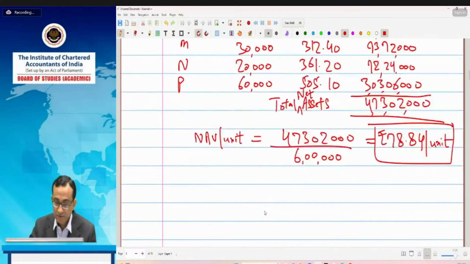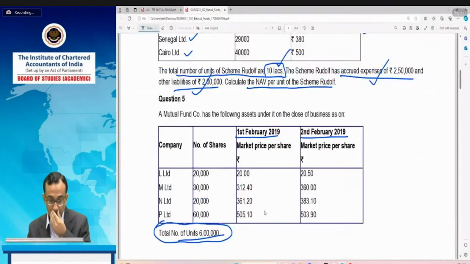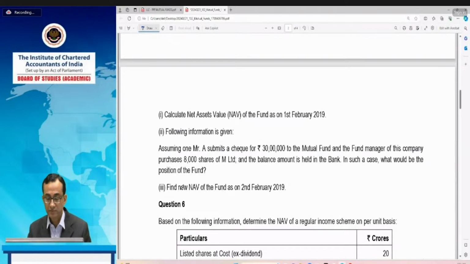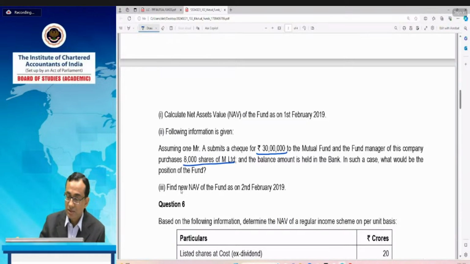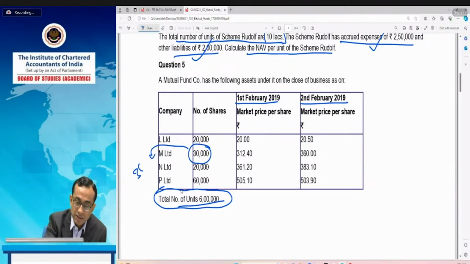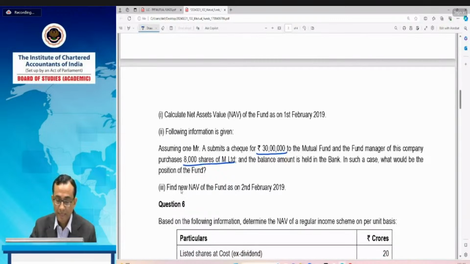So let us come to the second part of this question. Now read the second part very carefully. What the second part says. Following information is given. Assume one Mr. A submits a check of rupees 30,000 to the mutual fund, and the fund manager purchases 8,000 shares of M Limited. So now the shares of M Limited will not be 30,000. Now it will be 38,000, because further investment has been made into this. 8,000 shares of M Limited.